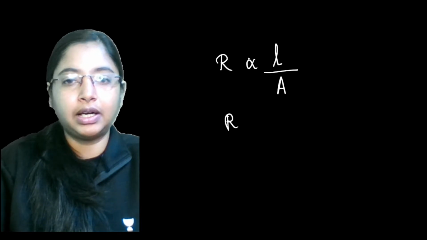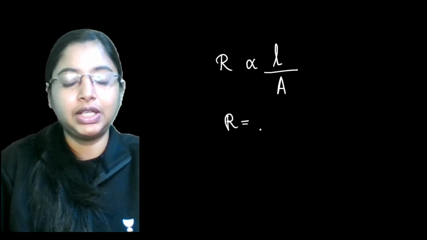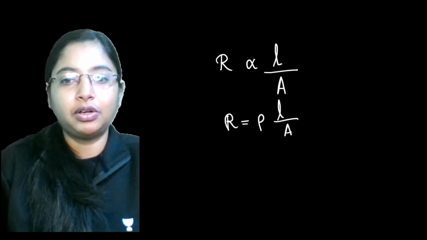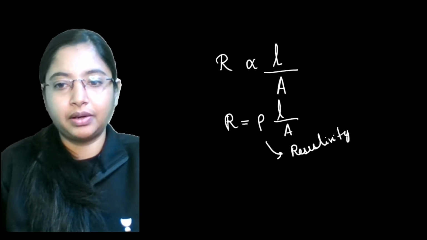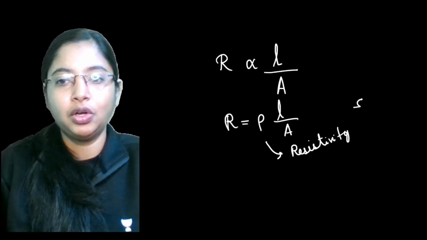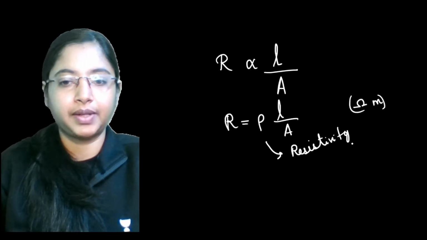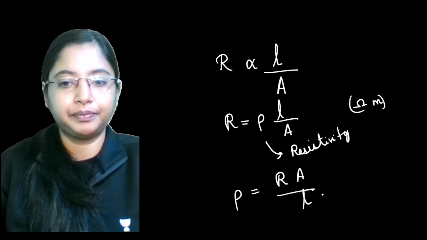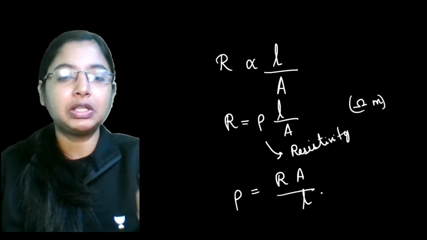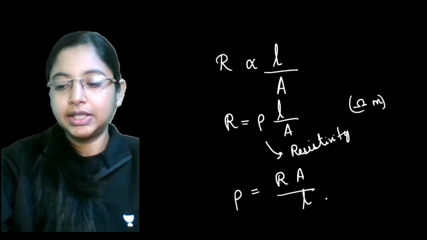To remove this proportionality, we use a constant rho. This particular constant is called resistivity, and it has a unit of ohm meter. So resistivity is given as resistance into area of cross section by length. And resistance also depends on the nature of the material. So this part you need to know.